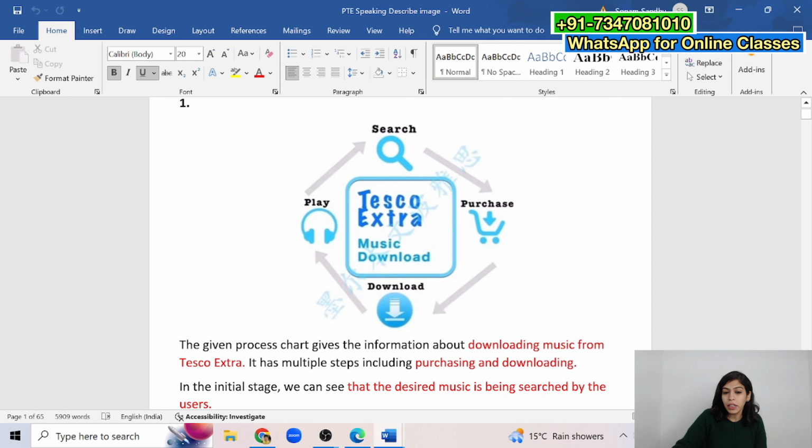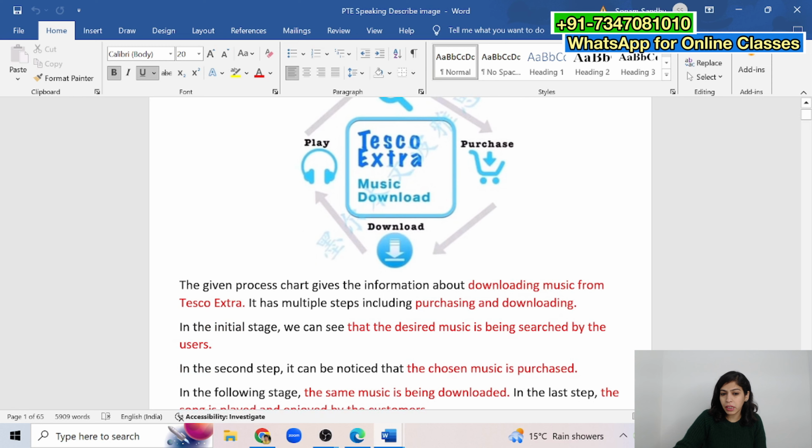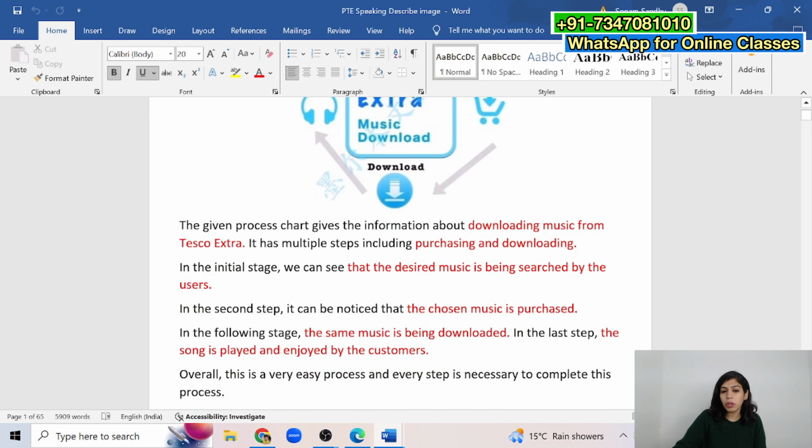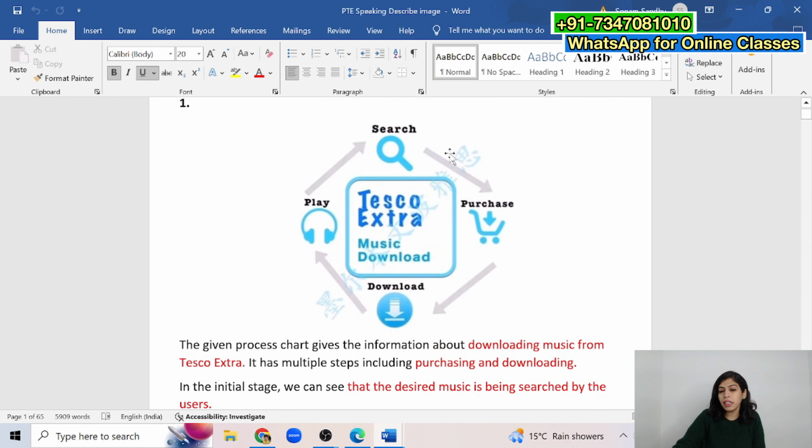Now, you are going to use the fixed template which is in black color, and you're going to simply fill it up with these. Okay. So downloading music from Tesco Extra. It has multiple steps including purchasing and downloading. In the initial stage, we can see that the desired music is being searched by the user. So this is being done in the initial step. The desired music is being searched by the users.